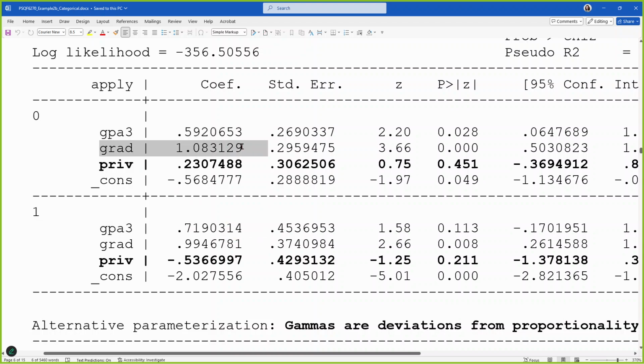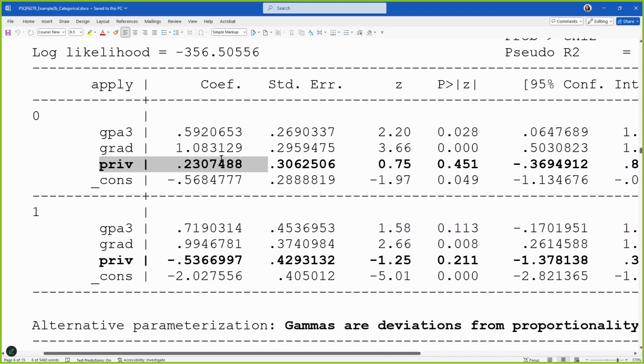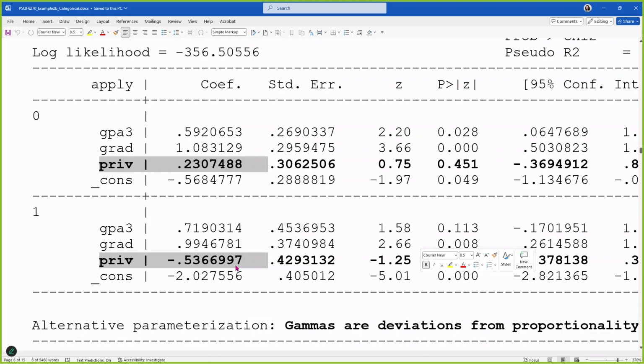What about the effect of having an educated parent? 1.08 versus 0.99? Yeah, same-ish. What about the effect of going to private school? Huge difference. Oh, oops. This one's positive and that one's negative. Mhm. So that means the kids whose parents stuck them in private school actually don't want to go to grad school. They've had enough.